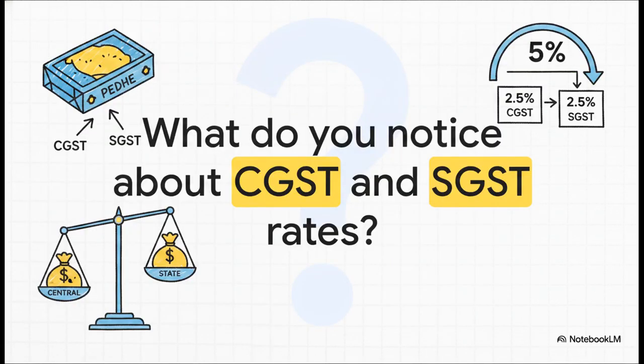Now, here's a quick puzzle for you. If you look really closely at the math for every single item, what do you notice about those CGST and SGST rates? Take the Payday, for instance. The CGST rate is 2.5%, and the SGST rate is exactly 2.5% as well. The golden mathematical rule here is that the total GST is always split perfectly down the middle. Two equal halves for the central and state governments. So a 5% total tax simply becomes 2.5% CGST and 2.5% SGST.